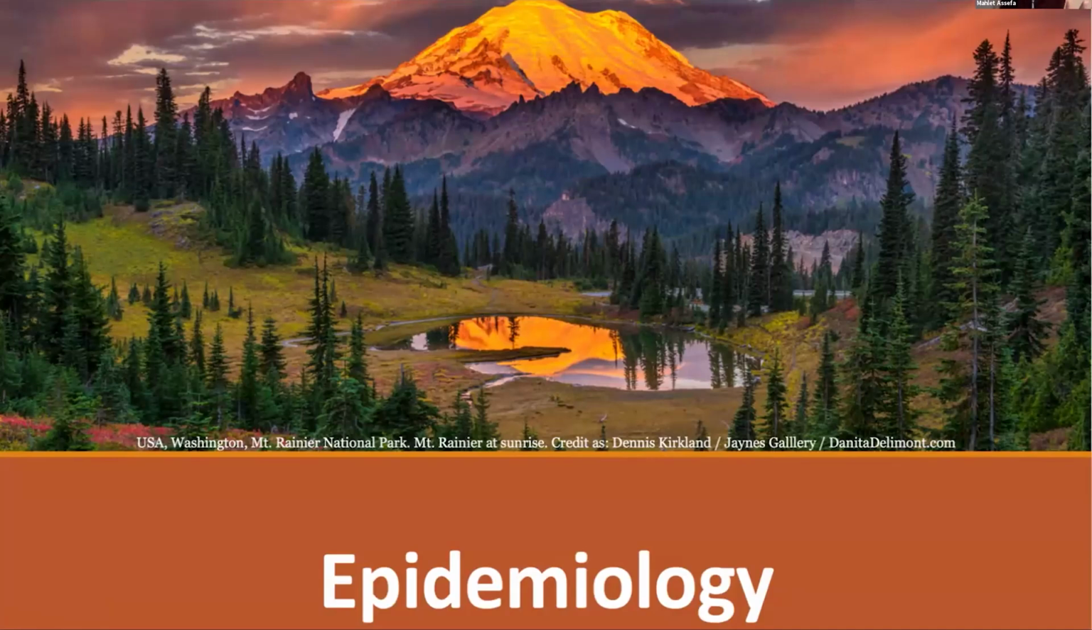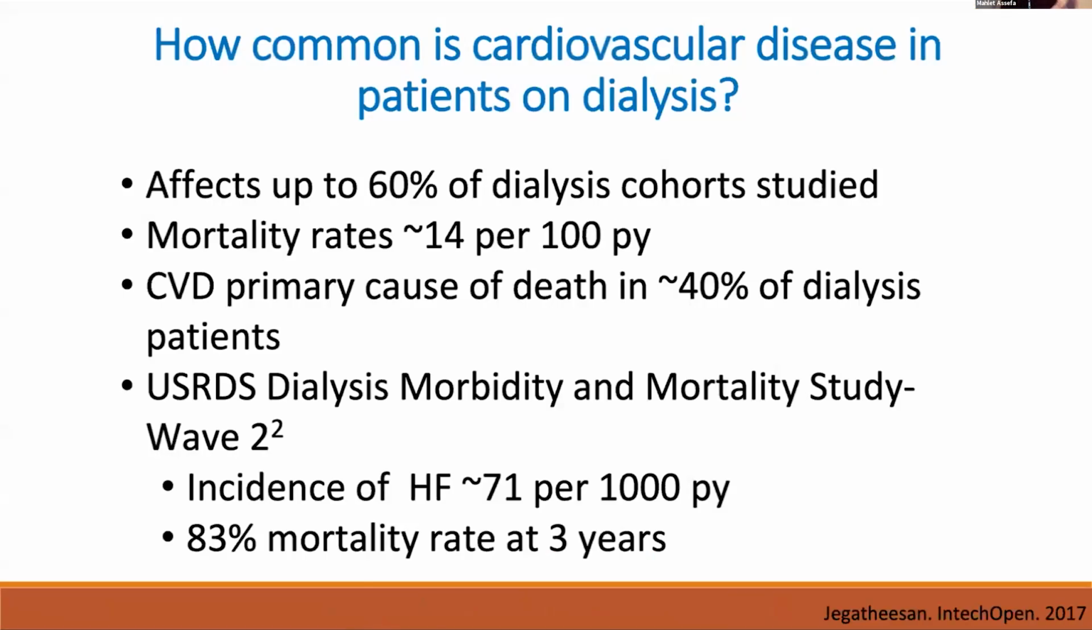Going ahead and starting with the scope of the problem, thinking about heart failure and kidney disease, what does that look like in terms of the numbers? Zooming out in terms of cardiovascular disease, it affects up to 60%, although in some studies that could be an underestimate, of dialysis cohorts that were studied across places like Australia, New Zealand, and the US. Mortality rates in this group are about 14 per 100 person years, and that's 10 to 20-fold higher than age-matched, gender-matched controls. Cardiovascular disease is the primary cause of death in about 40% of dialysis patients.